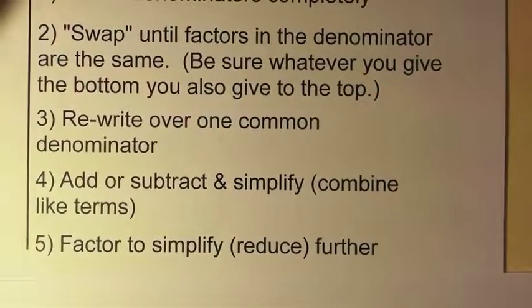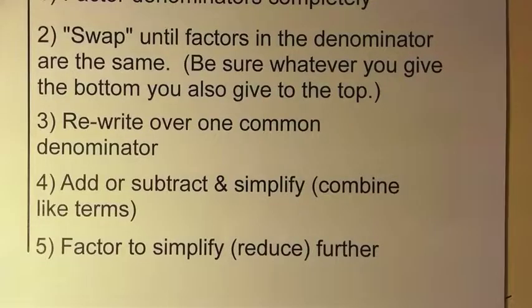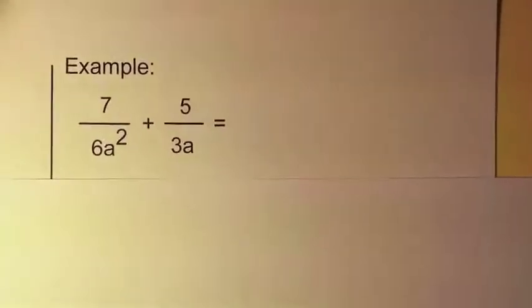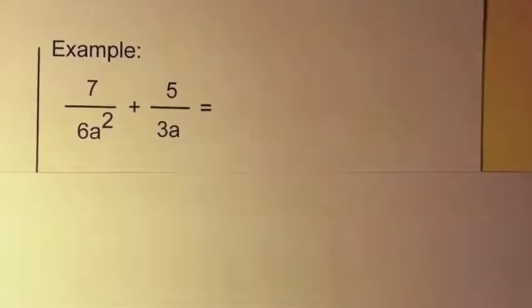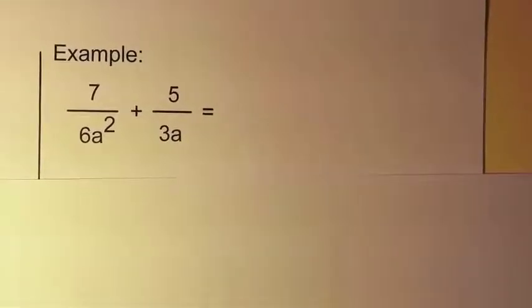So let's go ahead and go to our first example. You're going to notice today we're going to do lots of examples so you see many cases of this. Okay, so first example, example number 1. I've got 7 over 6a squared plus 5 over 3a.